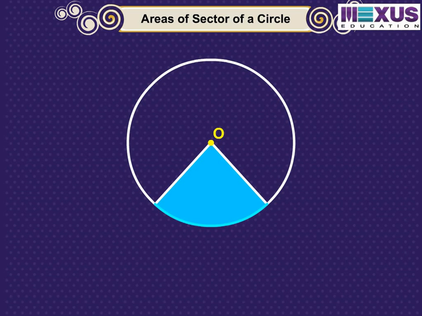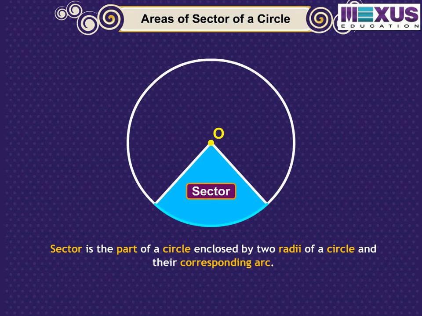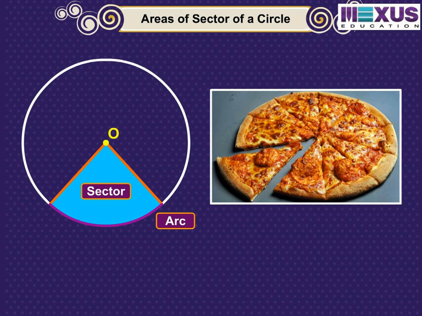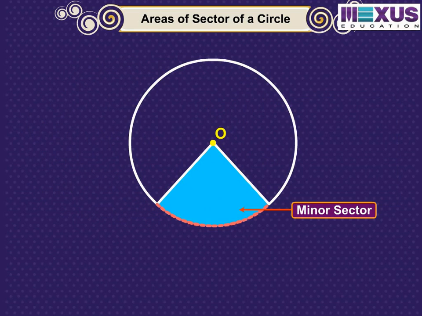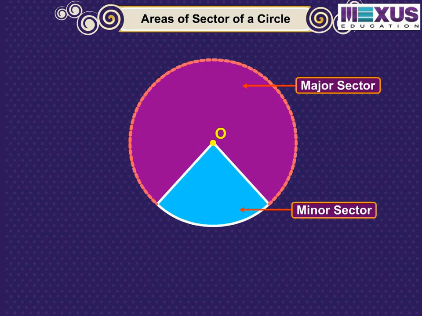Let us now learn about the area of a sector of a circle. In simple terms, a sector is a part of a circle enclosed by two radii of a circle and their corresponding arc. Example, a pizza is a circle and its slice is a sector. There are two types of sector, that is the minor sector and the major sector. The larger portion of a circle which has been cut by the two radii is known as the major sector, and the smaller portion is known as the minor sector.